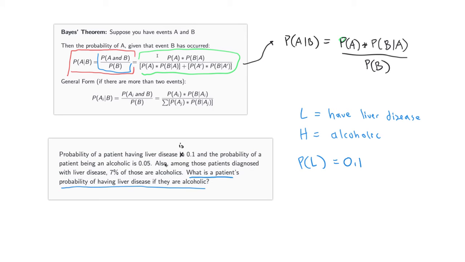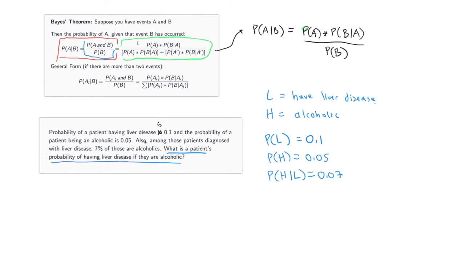So 0.1 of those patients have liver disease, and the probability of the patient being an alcoholic, so P of H, is 0.05. And there's another piece of information they give us. They say also among those patients diagnosed with liver disease, 7% are alcoholics. So in other words, the probability of being an alcoholic, given that they have liver disease, is 7%. Now that's 0.07. Okay, so that's all relevant information.